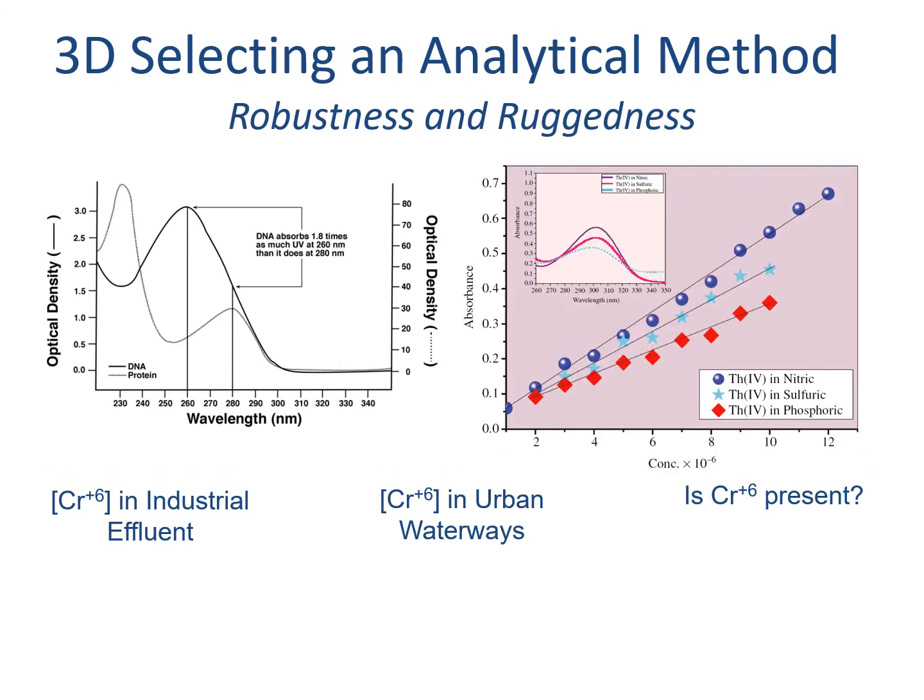Our two final considerations for a method are robustness and ruggedness. Robust experiments aren't prone to interferences. So a single wavelength determination of DNA would not be robust because we know that protein is a likely interference. A two wavelength determination would be robust. A rugged experiment does not change significantly in different experimental conditions. So in the experiment on the right, you see a thorium analysis performed under three different strongly acidic conditions. Changing the acid doesn't significantly change the signal, and so we'd say that that method is rugged.